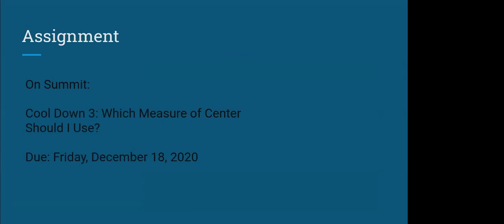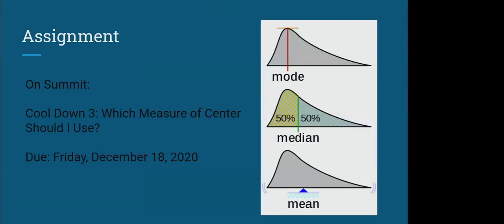Hello. All right, so your assignment was Cool Down 3, and you are merely answering the question, which measure of center should I use?